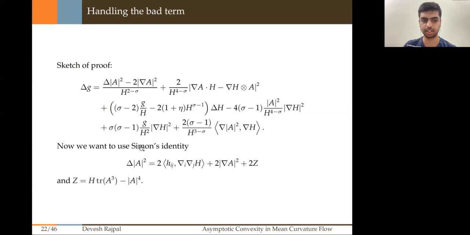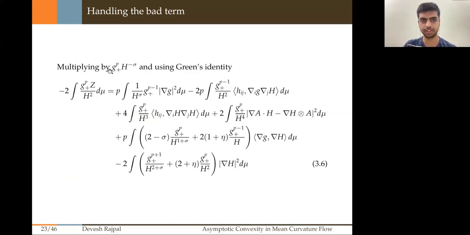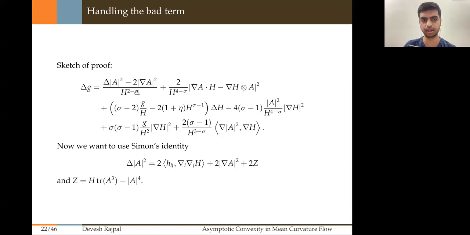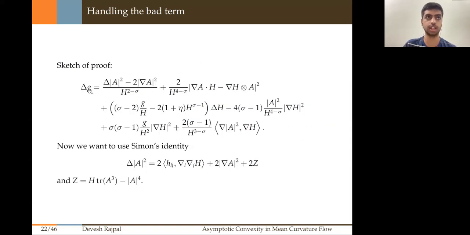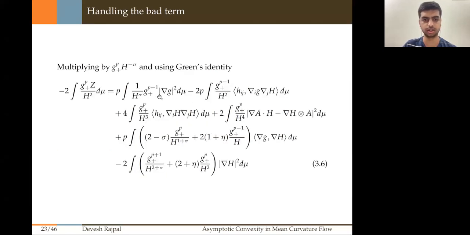So we substitute Simons' identity at this place, and then multiply our equation by a certain factor to remove H raised to sigma there. So there was some H raised to sigma appearing here. We multiply to eliminate that term, and after some calculations, we'll get that G multiplied by Z upon H^2 can be expressed in terms of other terms. And like I said, I have also applied the divergence theorem on this Laplacian. So we are getting only these gradient quantities.